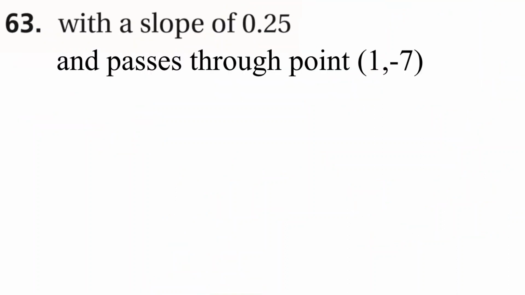Problem 63 says, this time we're going to write an equation. Our slope is 0.25 and we have some points. So again, this one is really easy because remember our equation says y equals mx plus b. We already know the slope, we have an x and we have a y, so all we have to do is solve for our b this time. So let's go ahead and fill in all the parts that we know.